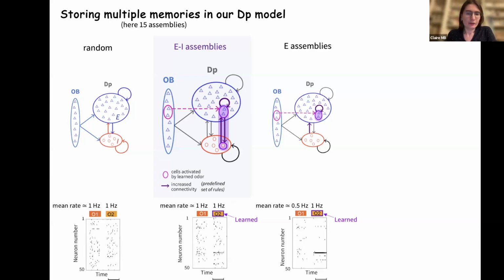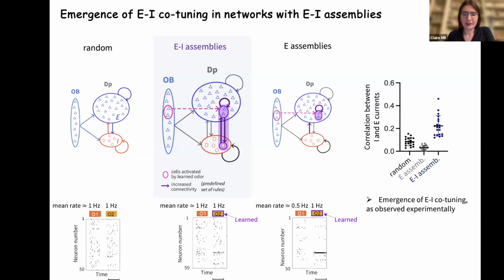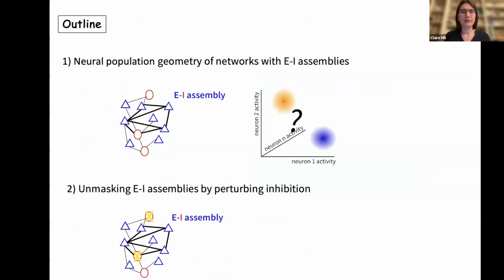We first check that introducing these excitatory inhibitory assemblies will establish EI co-tuning as observed experimentally. This is what you can see here on the plot on the right. We measure the correlation in each neuron between the excitatory and inhibitory currents. And you see that it's much higher in networks with EI assemblies than in random networks and networks with excitatory assemblies. So now we have the model all set, and we can dive more into the scientific question.